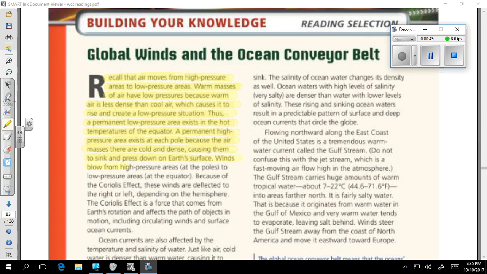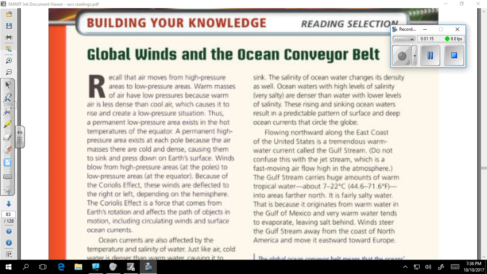Winds blow from high-pressure areas at the poles to low-pressure areas at the equator. Because of the Coriolis effect, these winds are deflected to the right or left depending on the hemisphere. The Coriolis effect is a force that comes from Earth's rotation and affects the path of objects in motion, including circulating winds and surface ocean currents.